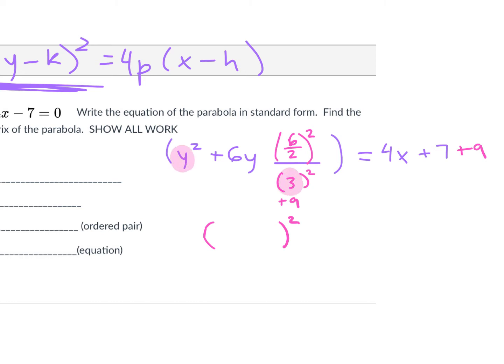Y plus 3. So y plus 3 squared is equal to 4x. 7 plus 9 is 16. So plus 16. So I got my left side of my equation looking good.